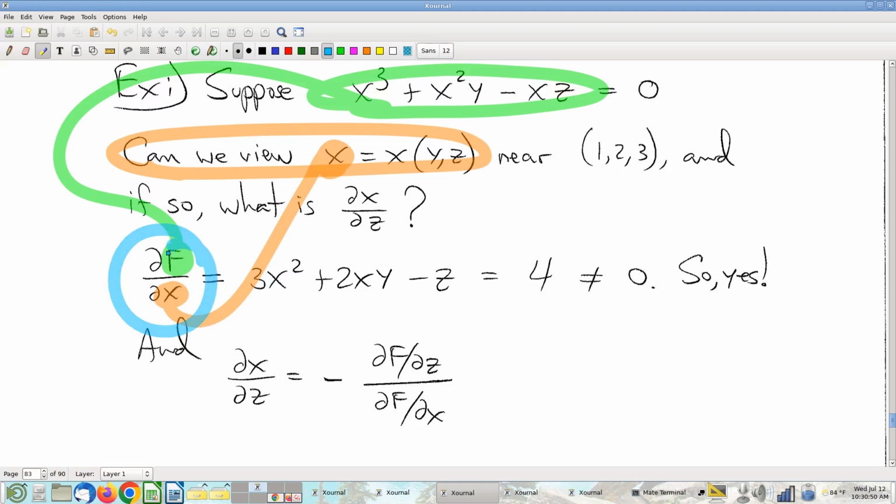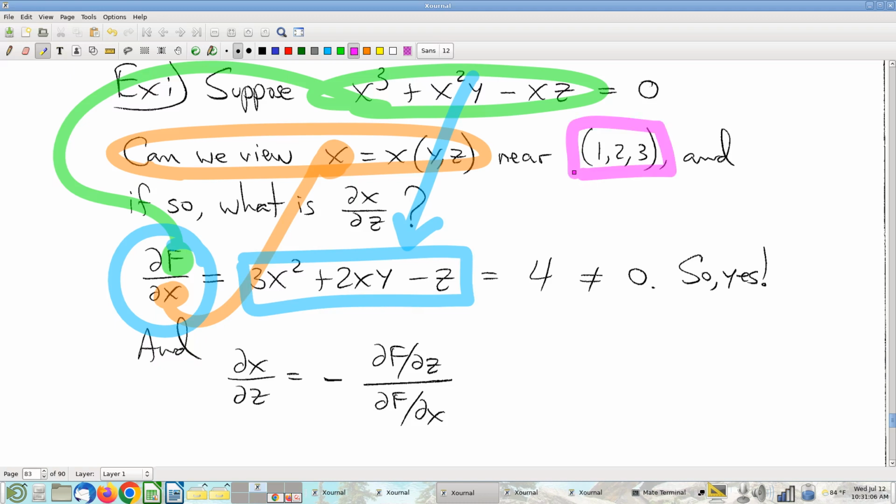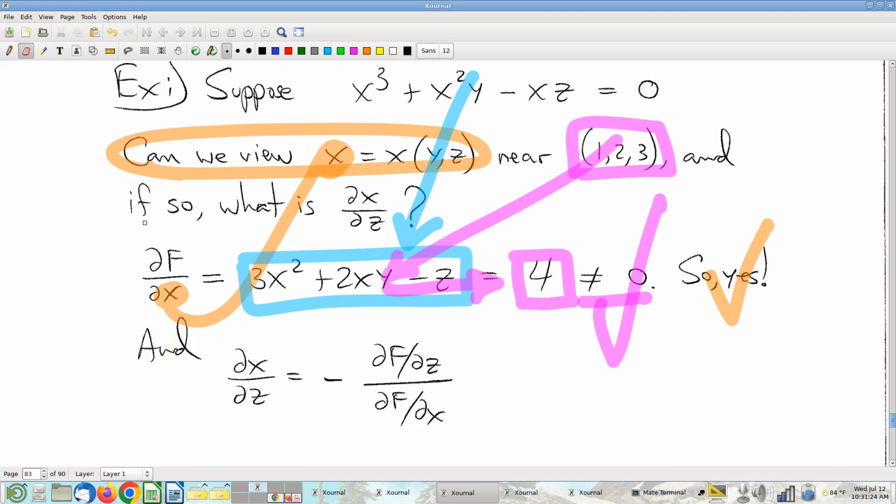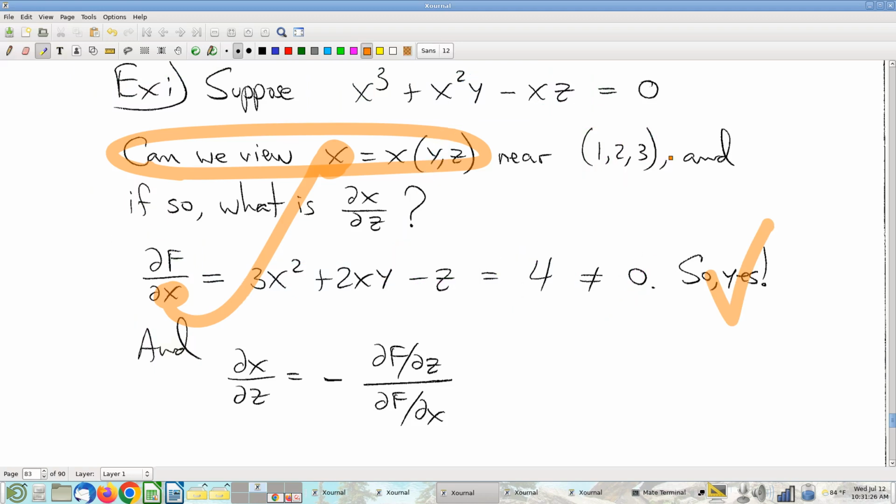You just straight up take that partial, and you get this expression right here. Now, is that equal to 0? Well, very importantly, we're looking at this point. At that point, that partial derivative is 4, which is indeed not 0 as required. And so, happy conclusion, yes, you can treat x as being a function. Is everybody good?